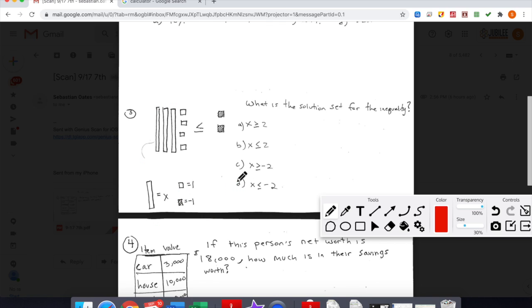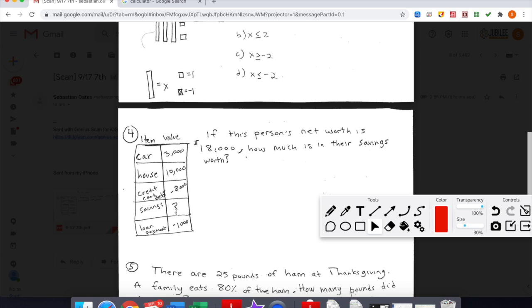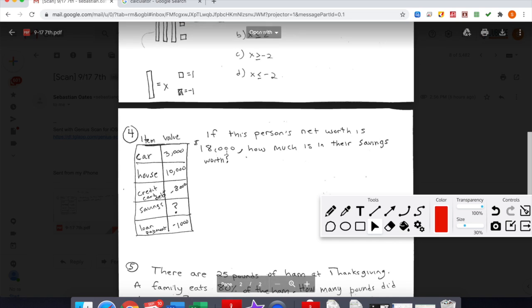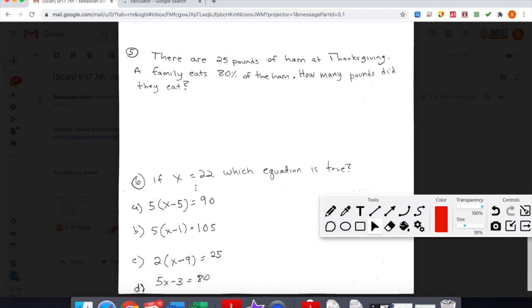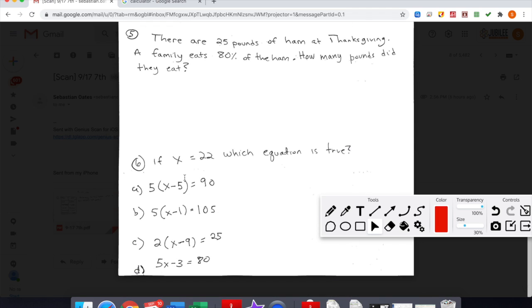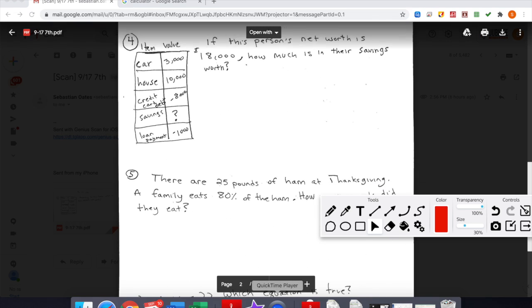On problems 4, 5, and 6, what I need you to do is find the missing value of this net worth. So you're going to do steps 1, 2, and 3 for finding net worth, but then you're going to do step 4 and take whatever answer you get and subtract that from the net worth. For number 5, where there's 25 pounds of ham and the family eats 80% of it, we're going to have to find out what 80% of 25 is. And lastly, we're going to find out which one of these, if we plug in 22 for x, will make a true statement. So once again, this is the work for September 17th. Make sure you show your work and turn it into the right place, and good luck.